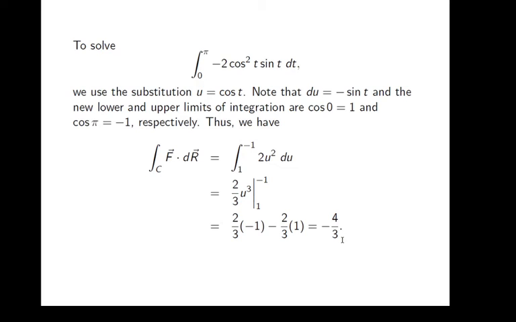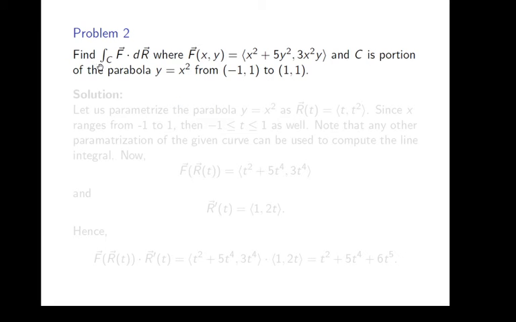Okay, so let's move on to the next example. For the second problem, we again want to compute the line integral of F over C, where F is the vector function (x squared plus 5y squared, 3x squared y), and the curve C is the portion of the parabola y equals x squared from the point (-1, 1) to the point (1, 1). First we need to parameterize the curve y equals x squared. A possible parameterization of this parabola is given by r of t equals the vector function (t, t squared). Here observe that we just represent x by t, and so correspondingly y will be t squared. So this is a possible parameterization.